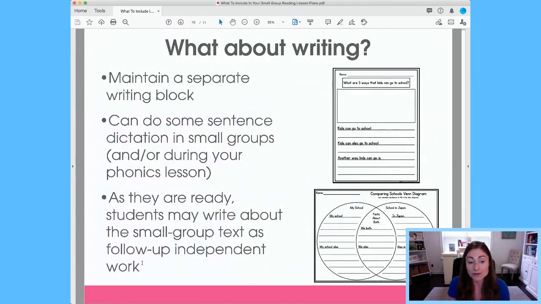So even if you can't fit a ton of writing into your small group, as the kids get older and more confident with their writing, they may be able to go off and write about the small group text, even though it's not happening in your small group time. Or you can start it with them and then they finish independently.